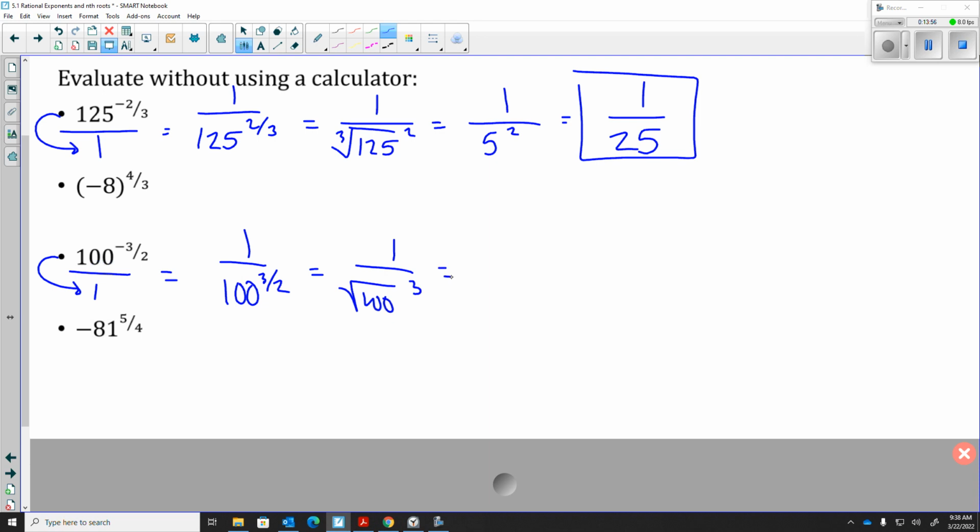What is the square root of 100? 10. What's 10 to the 3rd power? 1,000. So it's 1 over 1,000. Beautiful. Amazing.